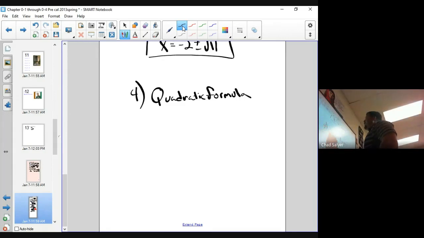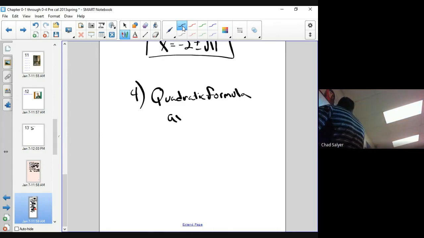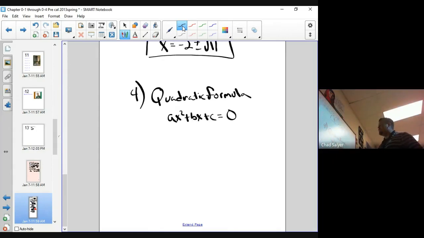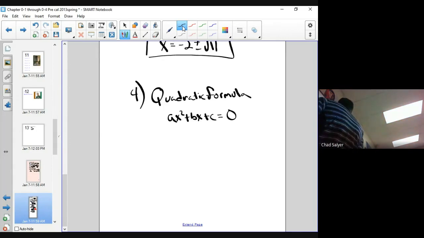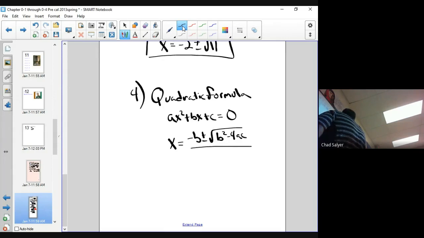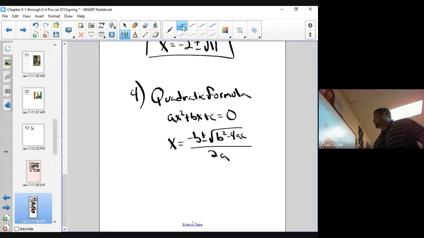So the quadratic formula tells us that if ax squared plus bx plus c equals 0, in other words, we've got a quadratic equation, we're trying to find its x-intercepts or its zeros. We can set x equal to negative b plus or minus the square root of b squared minus 4ac over 2a, and solve it by this method.